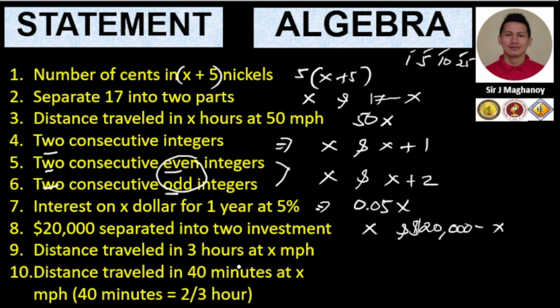How about distance traveled in 3 hours? Distance traveled in x hours, we can rewrite this as 3x. Okay. How about distance traveled in 40 minutes at x hours? If you're going to convert from minutes to hours, just convert the 40 minutes into hour form. Multiply by that, that is 2/3, which is equivalent to 2/3 in fraction form. Simple conversion from minutes to hours. That is 2x over 3. Okay. Moving on to our next example.